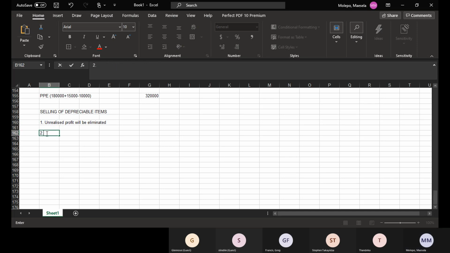And then 2, the profit is realized. Whether they sell the asset or use the asset, since I sold the asset to my subsidiary or to my parent, I've created an unrealized profit. But because the asset is depreciable, I now have to realize that profit at a later stage. The profit will be realized by means of two ways: by selling the asset or by using the asset.